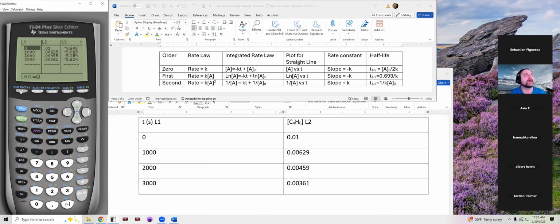First thing I like to do is I come in here to y equals and make sure these are cleared. And they look fine.